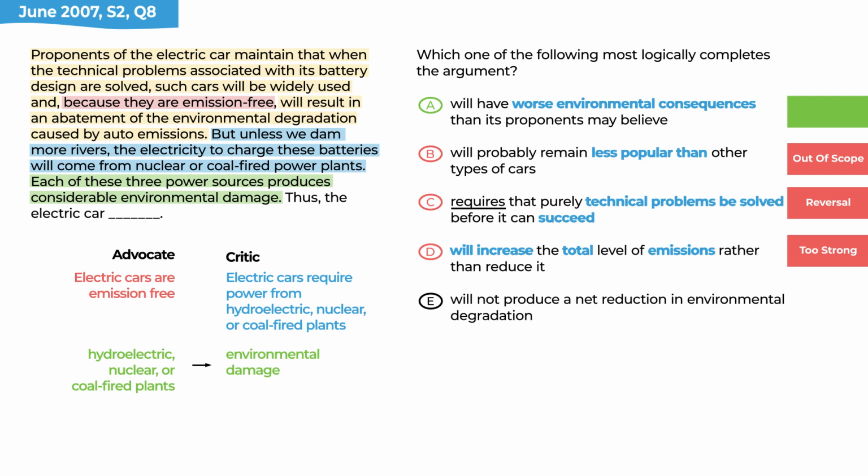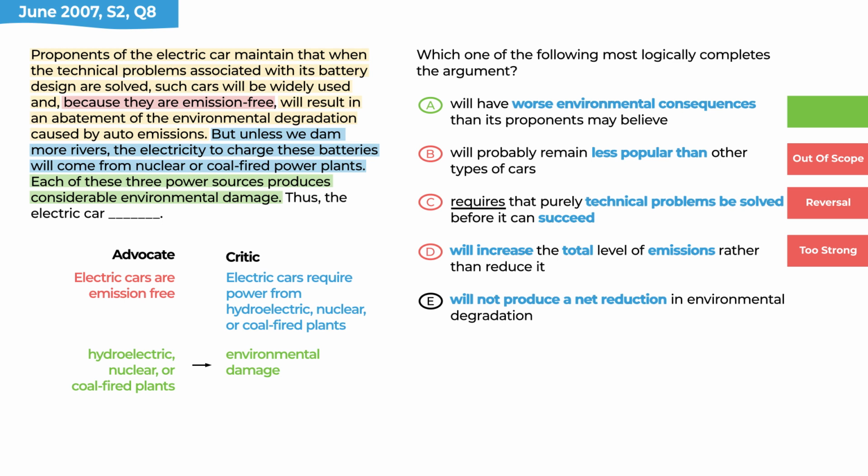Answer choice E says that the electric car will not produce a net reduction in environmental degradation. Now, this one could be very tempting. I can see why this one would look very good. But if you think about answer choices A and E, A says that the electric car will not have the same benefits that the proponents of the electric car maintain, whereas answer choice E says that there is going to be no net reduction in environmental degradation.